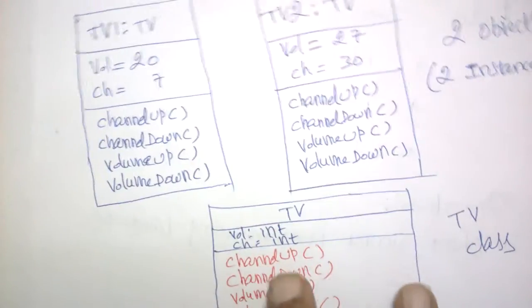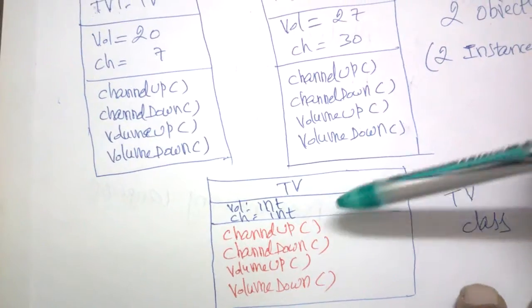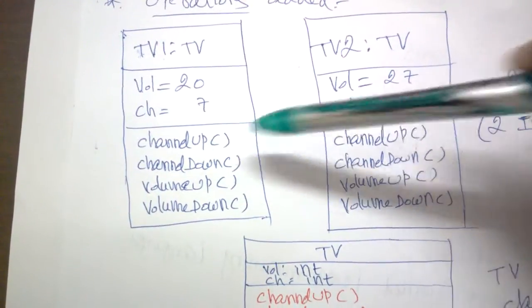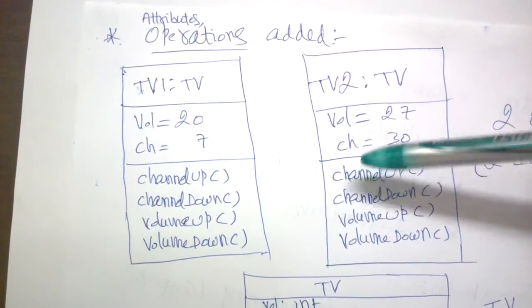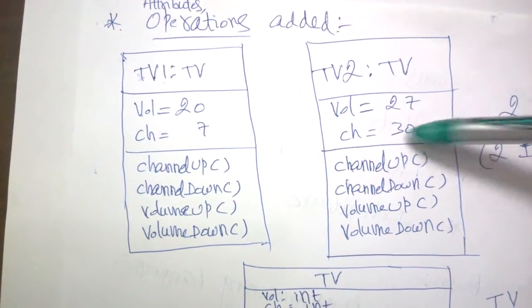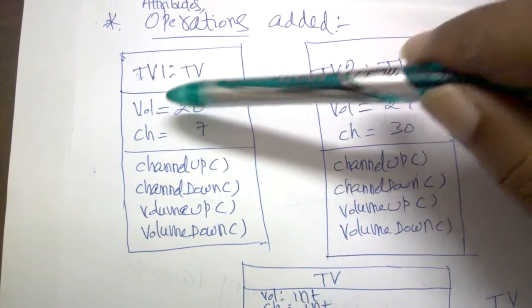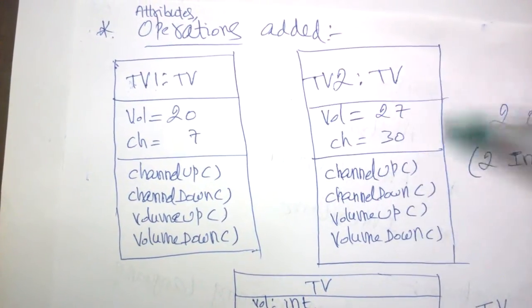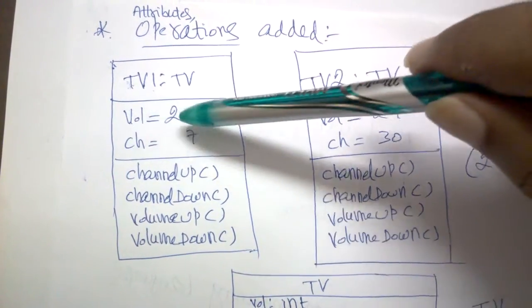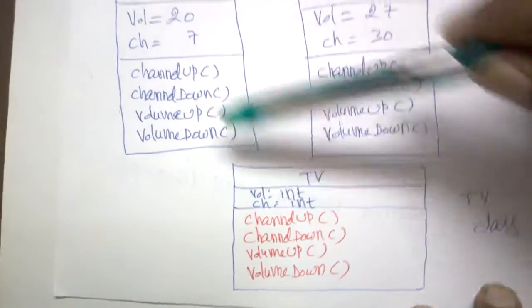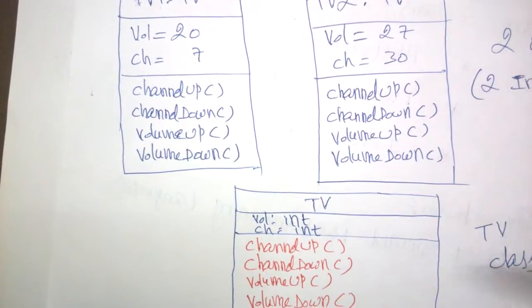Now let us put that understanding into a diagram. What we are saying here is that this is a class, a common television class. From this class, these two different objects are created. This constitutes the state of this particular object. We have two objects here, two instances. Each has an instance variable. This instance volume is 20, this instance volume is 27, and so on. And using these methods, we will be able to interact with these objects.